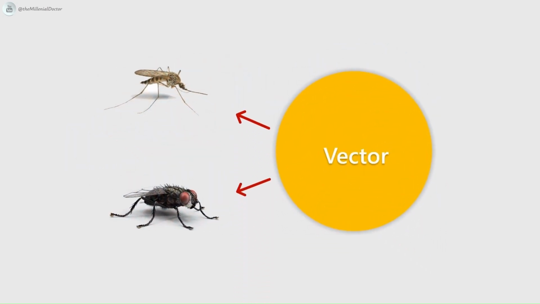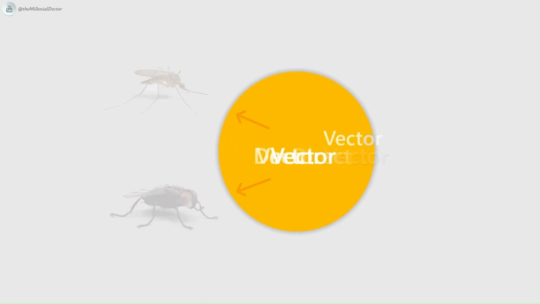Many parasitic diseases are transmitted by insect bite. Example, malaria is transmitted by bite of female Anopheles mosquito. Filariasis is transmitted by the bite of Culex mosquito. Now this vector could be a biological vector or a mechanical vector.